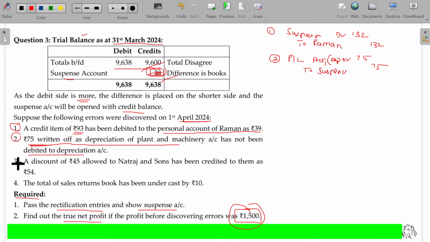Third one. A discount of 45 allowed to Natraj and Sons has been credited to them as 54. The correct entry is discount allowed upon debit to Natraj, the value being 45. What is the wrong entry? Discount allowed to Natraj.